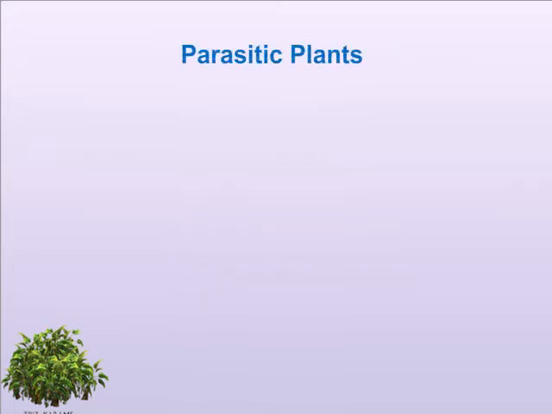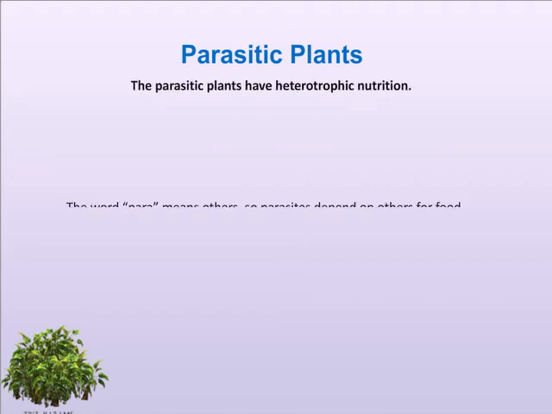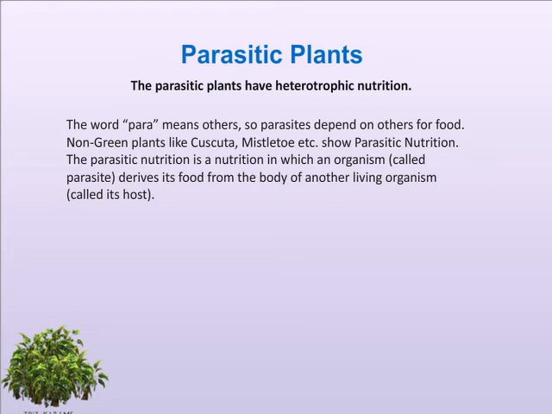Parasitic plants. The parasitic plants have heterotrophic nutrition. The word para means others, so parasites depend on others for food. Non-green plants like cuscuta, mistletoe, etc. show parasitic nutrition. The parasitic nutrition is a nutrition in which an organism called parasite derives its food from the body of another living organism, called its host.